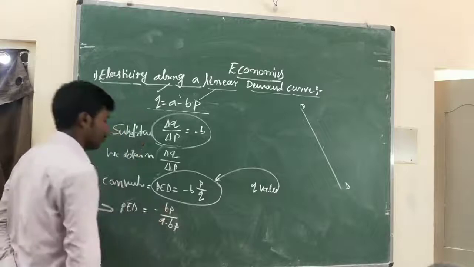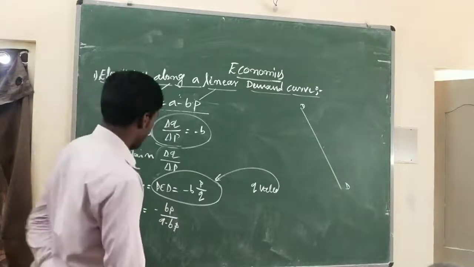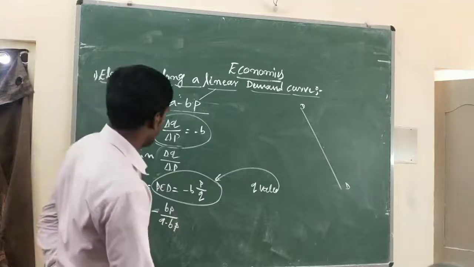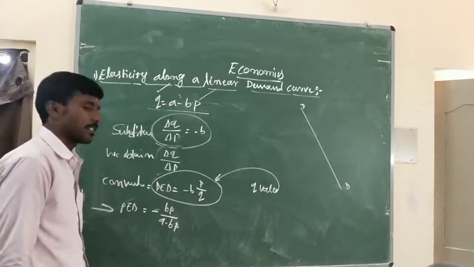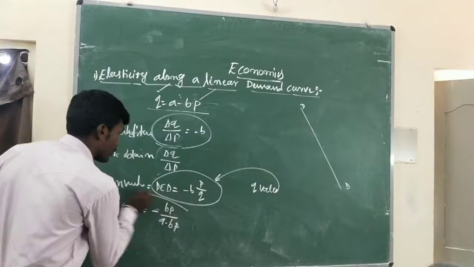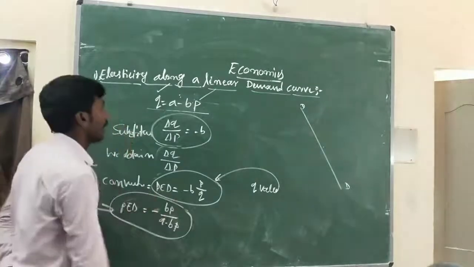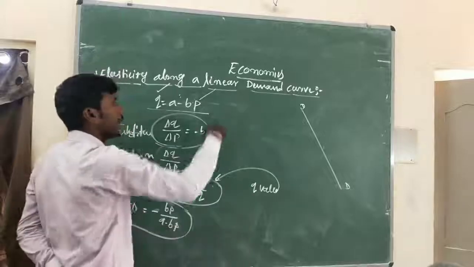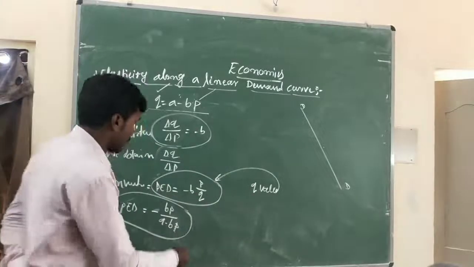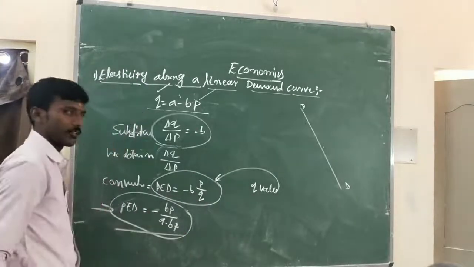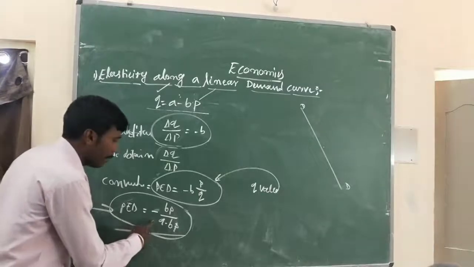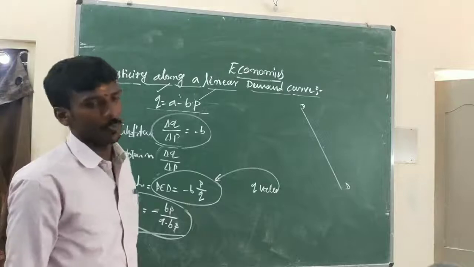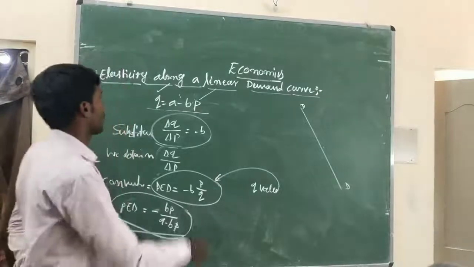Then we will get PED equals minus bp divided by a minus bp. So this equation here we are going to consider as the linear demand curve equation. We call it the equation of the demand curve: PED equals minus bp divided by a minus bp. So this is the equational explanation.